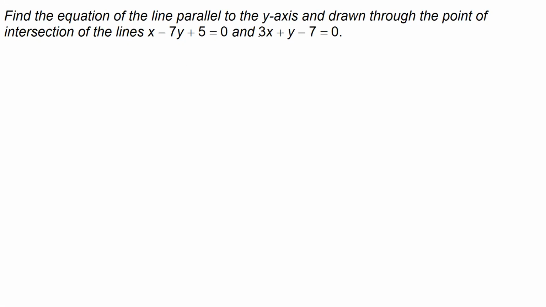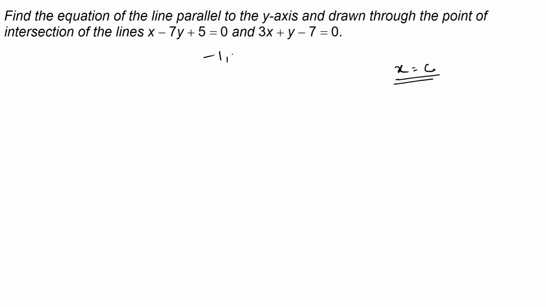Find the equation of the line parallel to the y-axis and drawn through the point of intersection of this and this. Again, I won't be doing this, I'll just let you know how to do it. We want the line to be passing through the point of intersection of these two lines. So you solve these two equations, you'll be getting the values of x and y. You want your required line to be parallel to the y-axis, so suppose it is x is equal to c, and then just put down whatever you get.